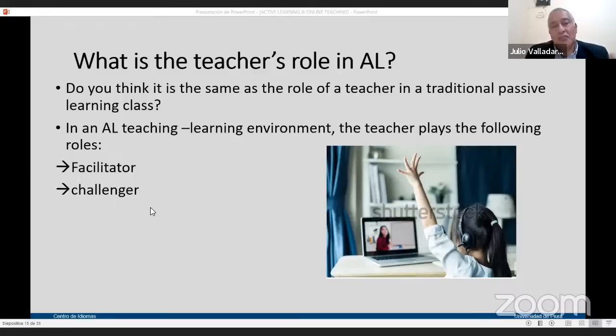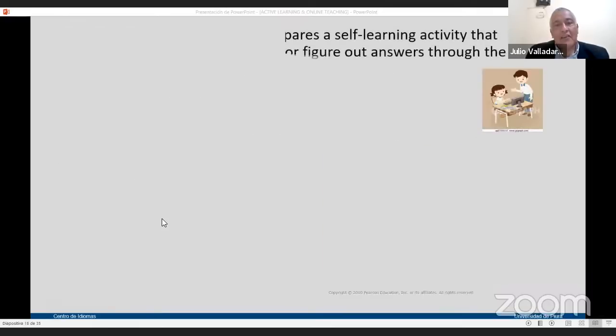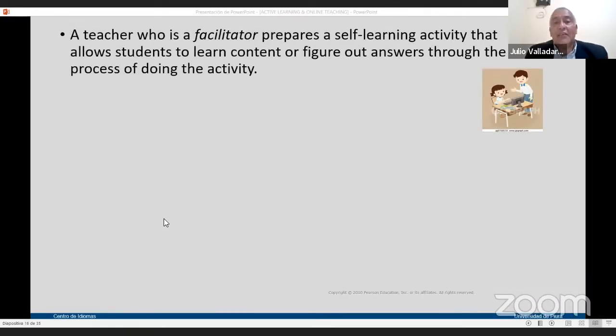Challenger. You have to challenge your students to do better, to do more, to go beyond the typical learning, the typical explanation. So if you're a facilitator, you have to prepare your learners for a self-learning activity.